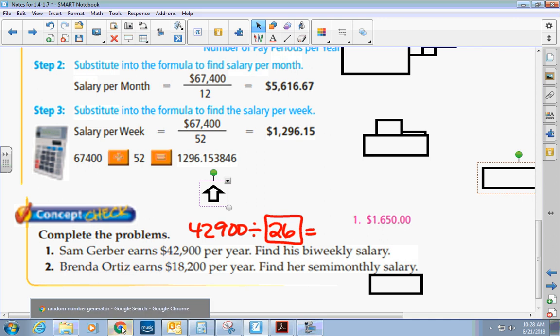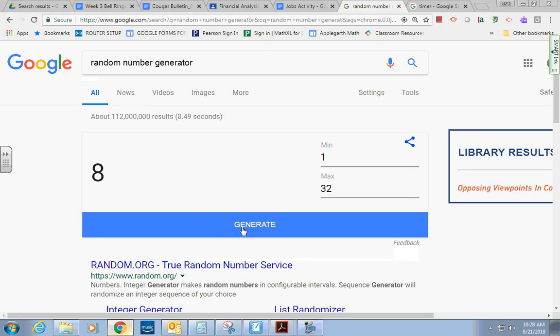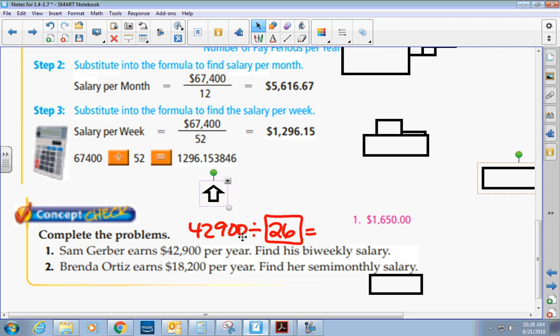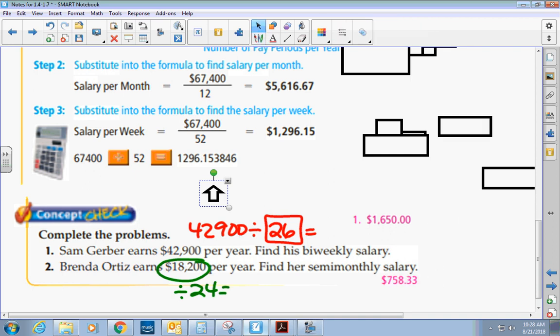All right, let's pick our next student. Trent, when I divide 18,200 by 24, what's my number, semi-monthly? We get $758.33. Correct.